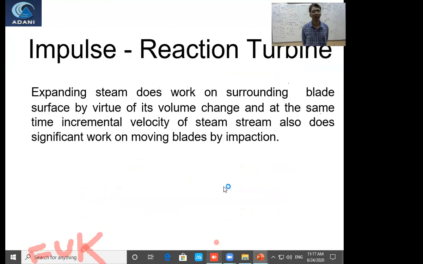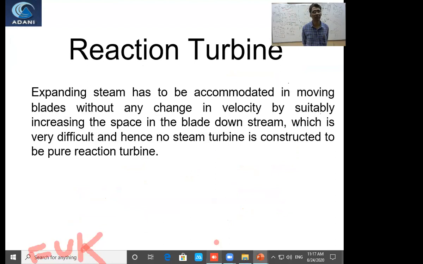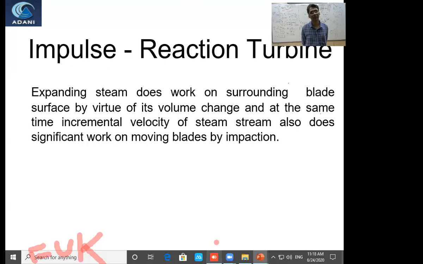There is no pure reaction turbine. There is a combination of both reaction and impulse, because we have to change the direction. Next.